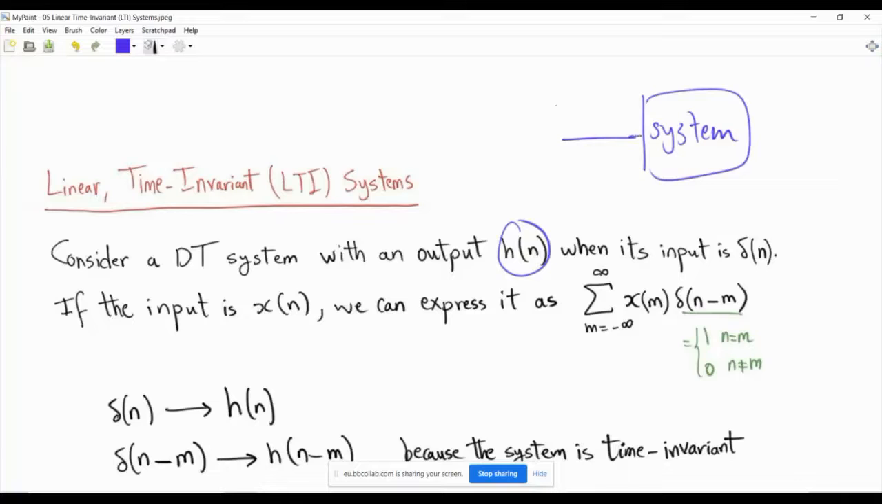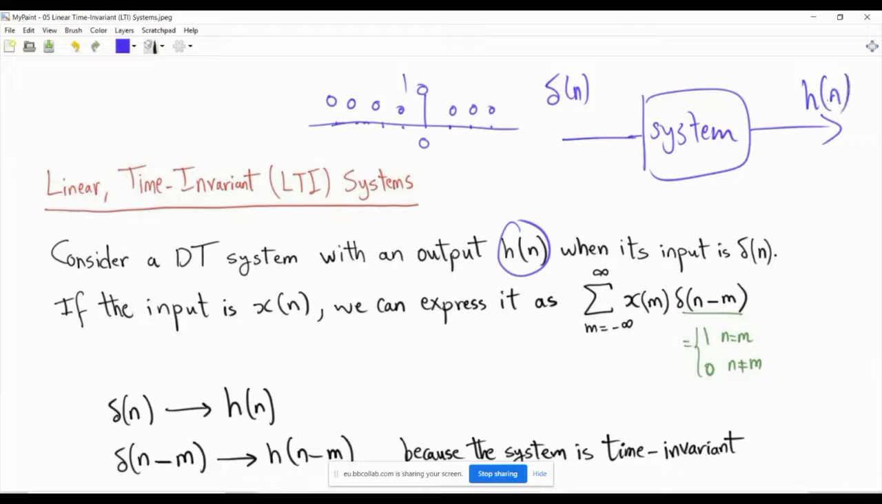You feed it delta n. And what is delta n as an input sequence? It is 1 at 0, and otherwise it is 0. So this is the input that you give to the system. Suppose that the system will respond with h of n. So this is what we know about the system: just the output corresponding to delta n, nothing else.